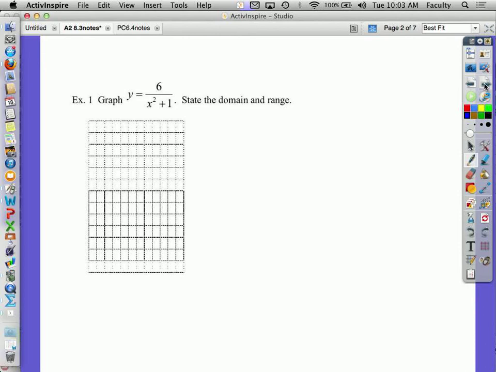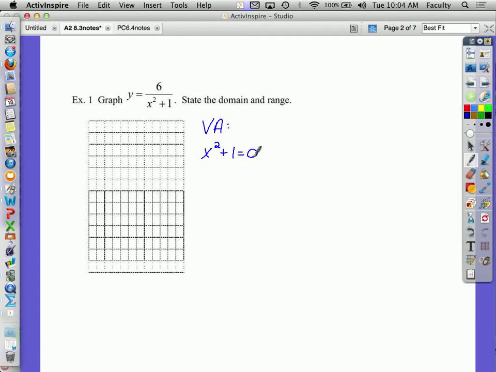Example 1 says graph y equals 6 over x squared plus 1. You always start with the vertical asymptote. To find the vertical asymptote, we set x squared plus 1 equal to 0. Now, solving quadratic equations, we typically try to factor them. This one is a sum of 2 perfect squares, and that should be a red flag to us. It doesn't factor. I should not even try to subtract 1 at this point. We want to keep our thinking caps on. If I plug in x as 0, I would get 1.